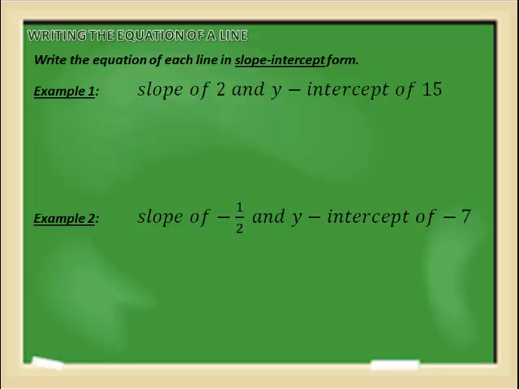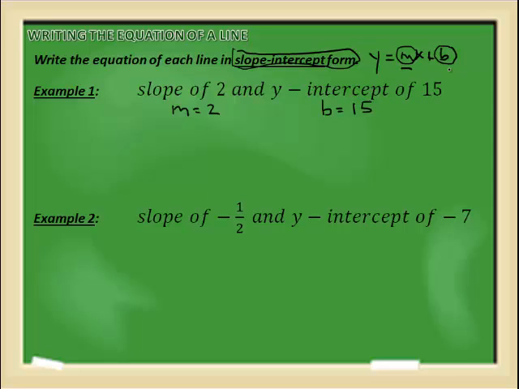The first one, we want to write the equation of a line in slope-intercept form. So when you see that slope-intercept form, you want to think y equals mx plus b. And you're going to plug in a number for m, and you're going to plug in a number for b, and then leave the y and x alone. So the m is our slope, and we have a slope of 2 in this first example. So m equals 2, so I'm going to plug that in for m, and the y-intercept is 15. Remember, we call the y-intercept our b.